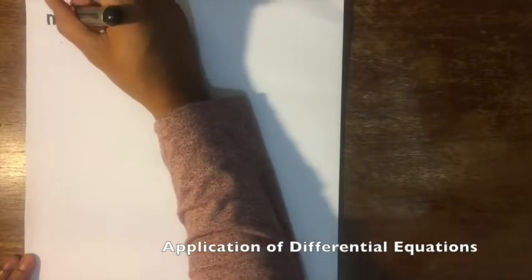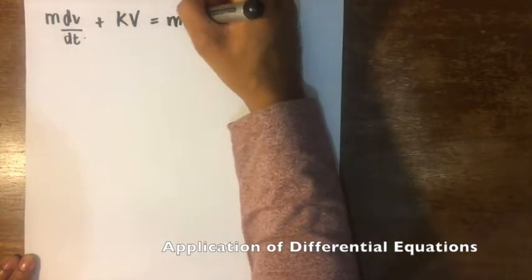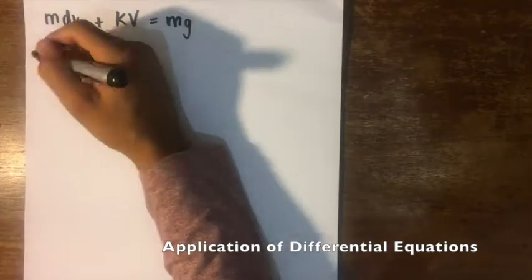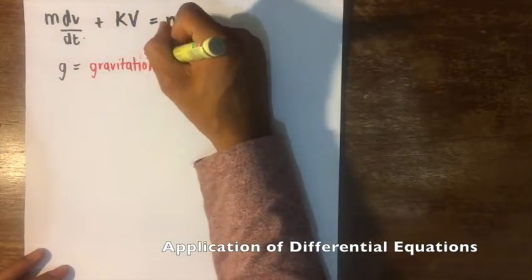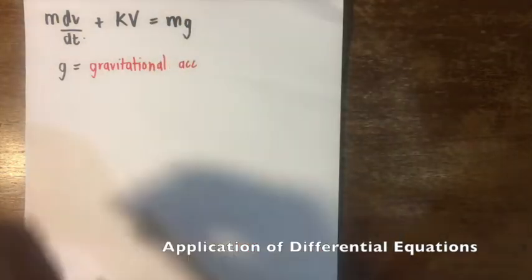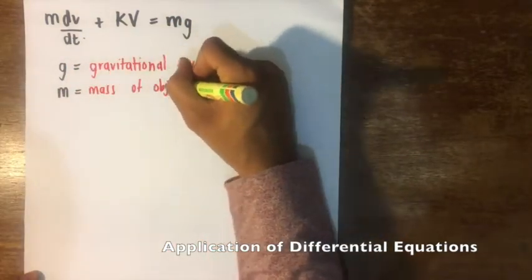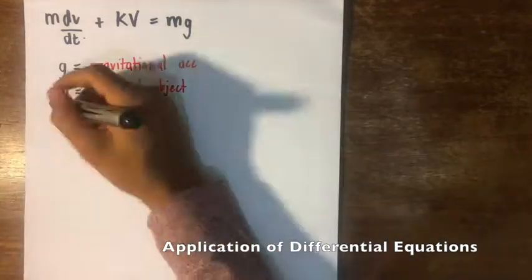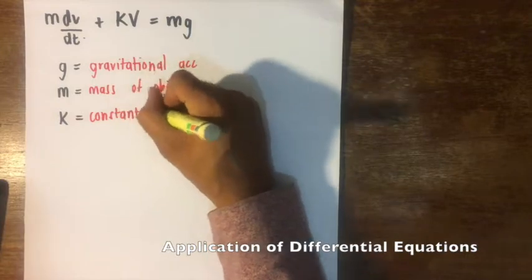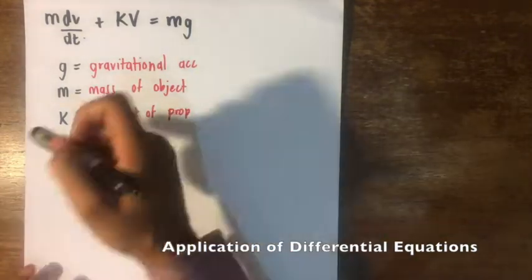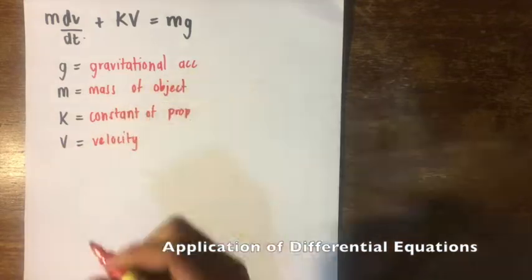Let's start with our first equation. So in this, G is equal to my gravitational acceleration, M is equal to the mass of the ball, which is a basketball, K is a constant of proportionality, V is the velocity after t seconds.